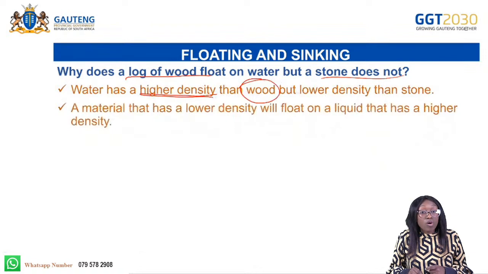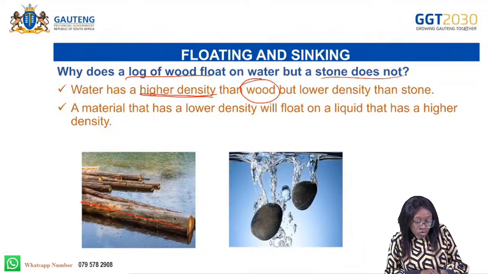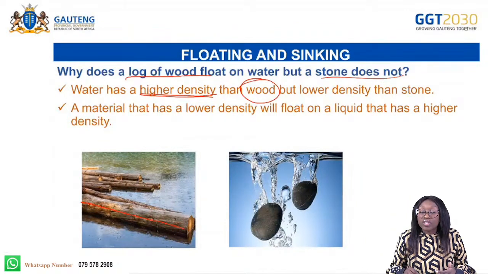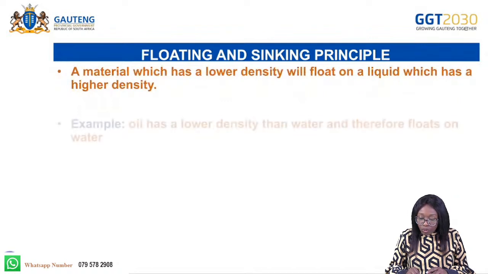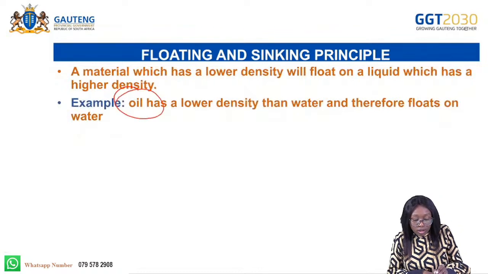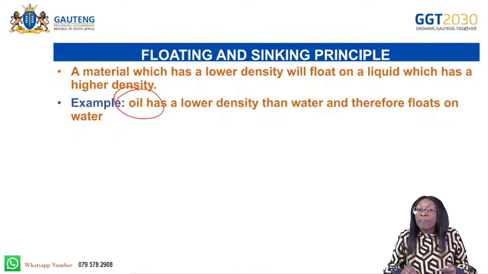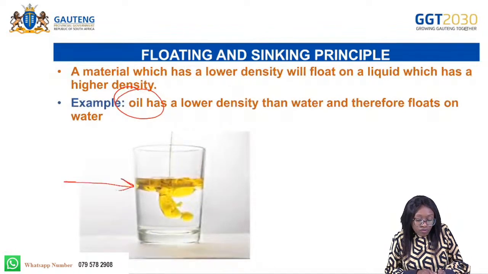So a material with a lower density will float on a liquid that has a higher density. There is a picture of logs of wood floating on water and then stones sinking in the water. If a substance or solid has a lower density than water or a liquid, it is going to float. Next, which material will float on a liquid that has a higher density? Another example is oil. Oil is also a liquid, but oil has a lower density. That's why oil will float on water.